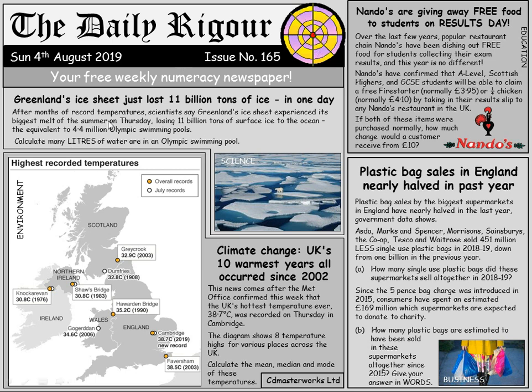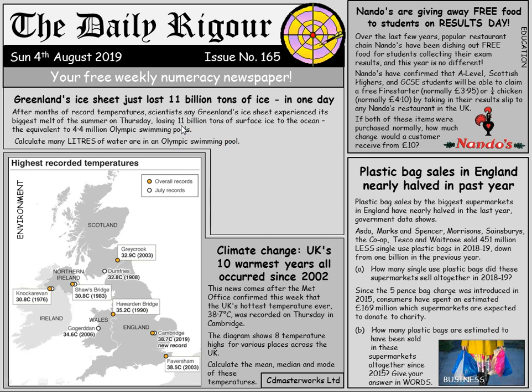So, a wee bit of global warming for us first of all. The biggest melt of the summer was on Thursday. 11 billion tonnes of surface ice to the ocean was lost in a single day. I mean, that's actually a staggering amount, isn't it? The equivalent of 4.4 million Olympic swimming pools. So, we have to calculate how many litres of water there are in an Olympic swimming pool.